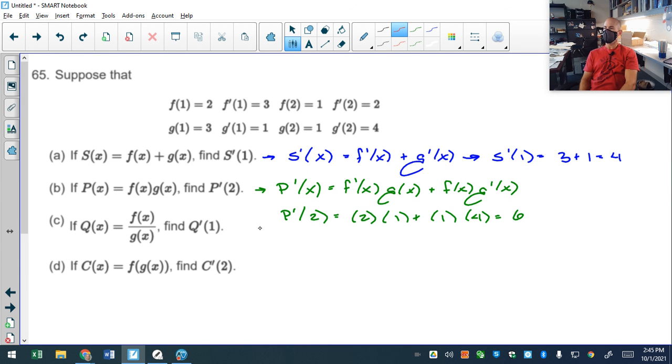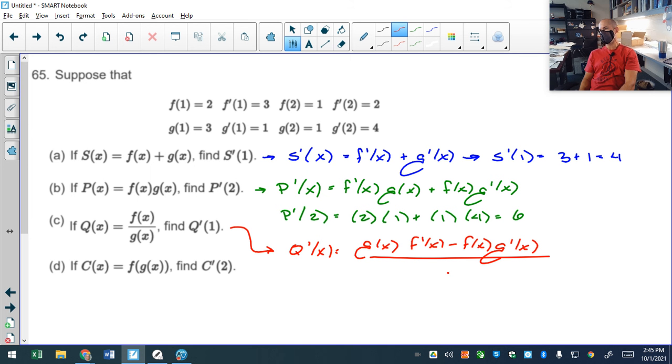All right. What about Q of X? I'm going to need Q prime, which would be just your very definition of the quotient rule. Low D high, minus high D low, all over low low. And then we're going to evaluate this at 1. Q prime of 1. And we're looking at the ones here.